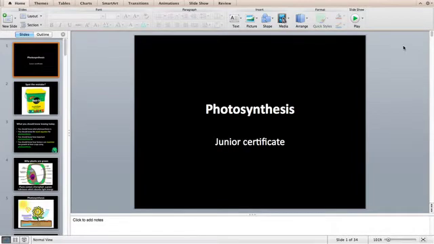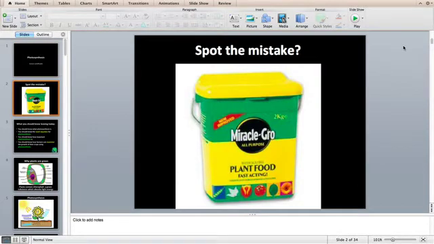Okay, so girls, photosynthesis. Let's start off. Spot the mistake on this tub of what they're calling plant food. Can anybody see an issue with that? Okay, hopefully you've noticed that this shouldn't say plant food, it should say fertilizer, okay? Because plants make their own food. They do not need food added to the soil for them, okay? So that should say fertilizer and not plant food.